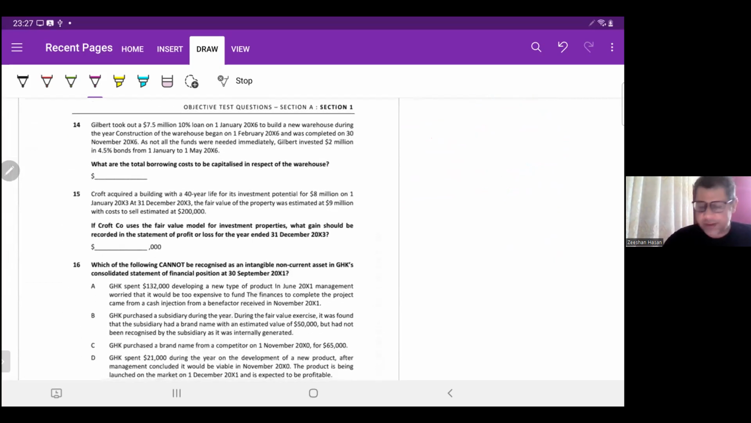Moving on to the next question, the 14th question. What are the total borrowing costs to be capitalized in respect of the warehouse? Okay. Gilbert took out 7.5 million on 1st January X6 to build a new warehouse during the year. Construction of the warehouse began on 1st February X6 and was completed on 30th November X6. As not all the funds were needed immediately, Gilbert invested 2 million in 4.5% bonds from 1st January to 1st May 2006.